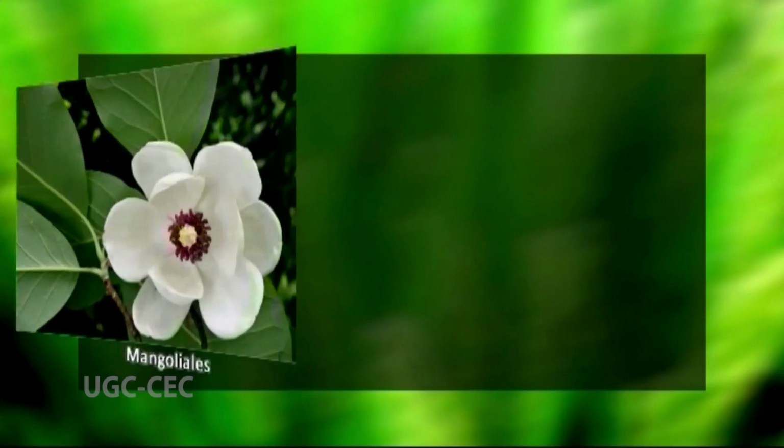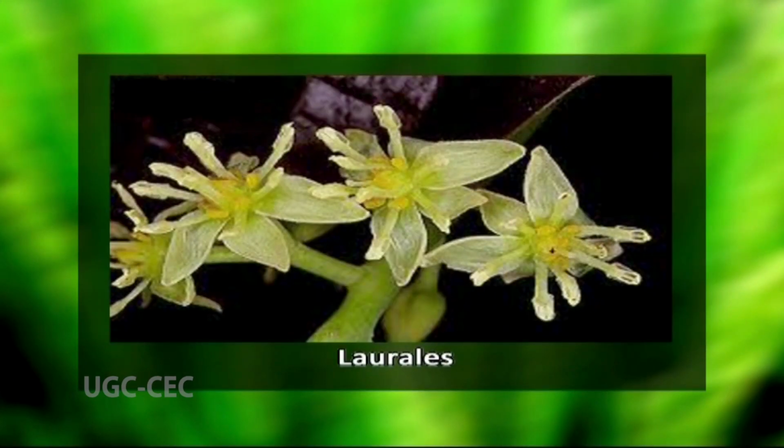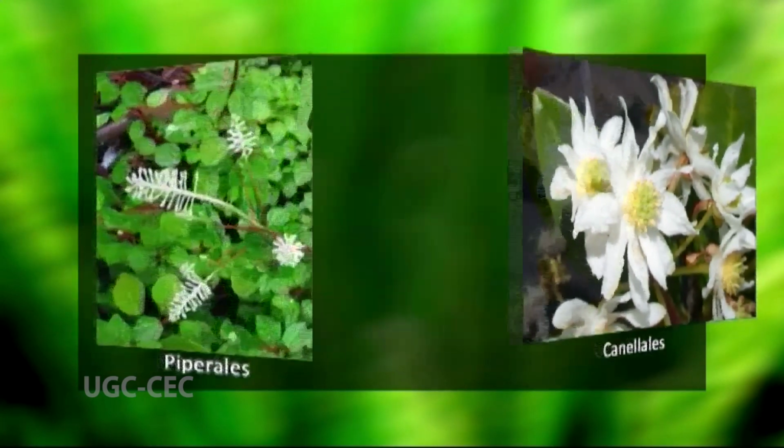The second group that is presently recognized under the angiosperms is called the magnoliids. It basically comprises the rest of the non-monocot and non-eudicot angiosperms. It is a monophyletic group, which is why it is sometimes called a clade. This clade includes Magnoliales, Laurales, Canellales, and Piperales.